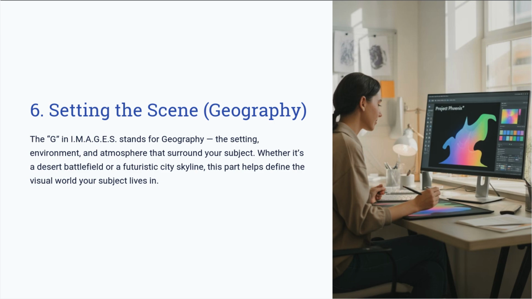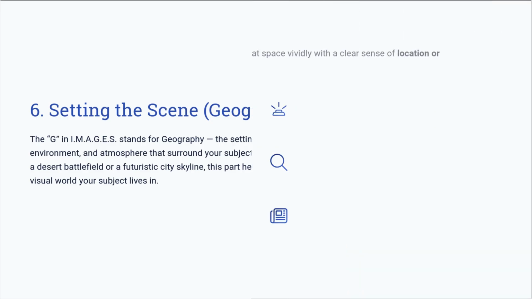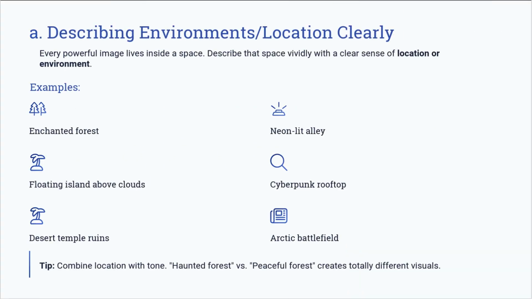Whether you're imagining a battle happening on a lava-filled wasteland, or a romantic cafe in the rain, geography is what brings that world to life. And when you get this part right, it totally transforms how your final image looks and feels. So yeah, don't skip this one. So let's break down how to describe your environment or location properly. Every strong image has a space, a world, where everything's happening. You've got to paint that space clearly with words.